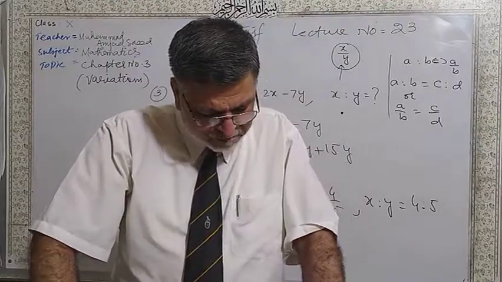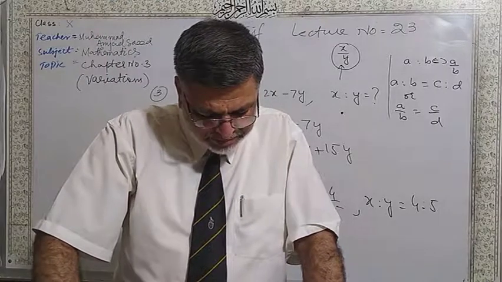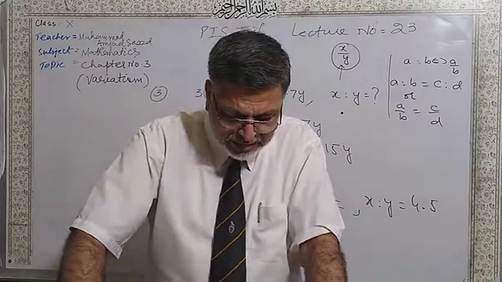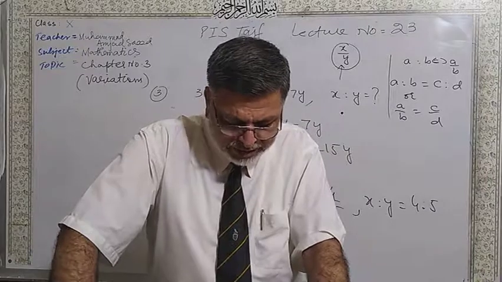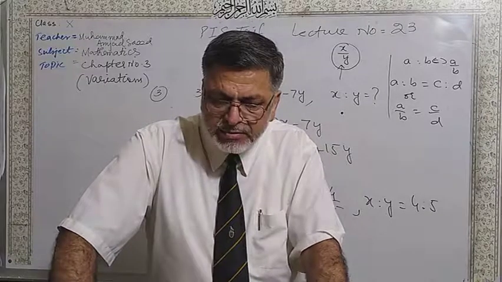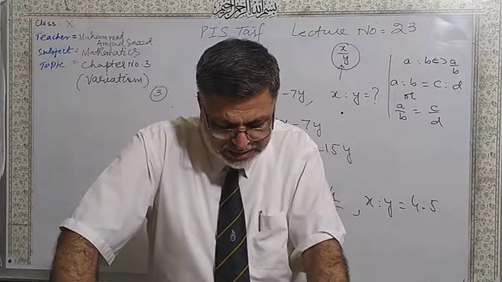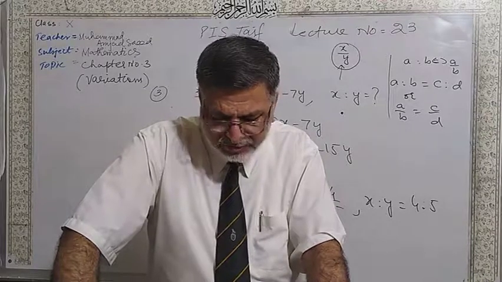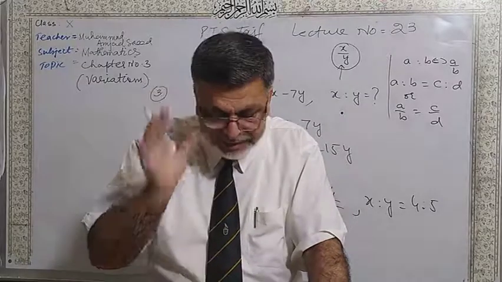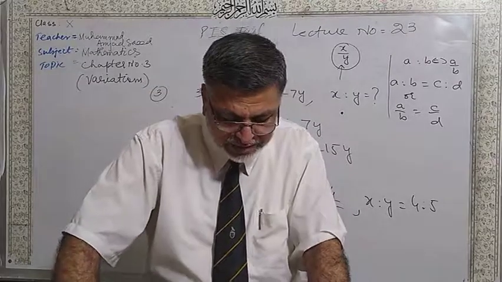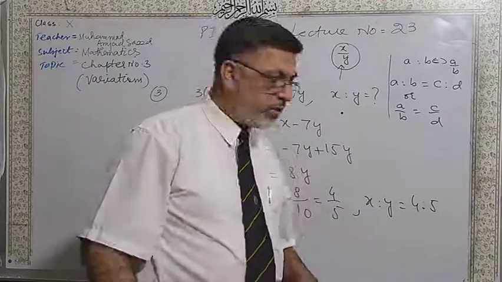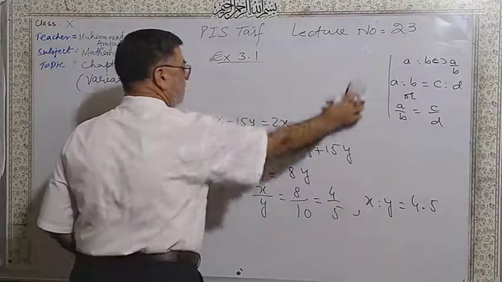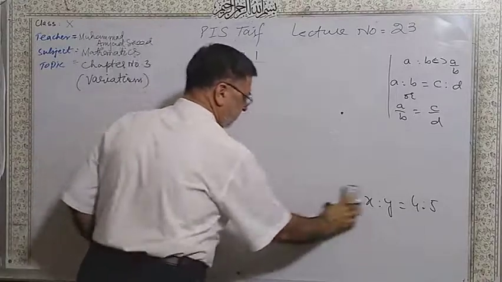After that, question number 4: find the value of p if the ratio is equal to 3:4. Question number 5: if the ratio is equal to 2:5, then find the value of x. Remember that question number 4 and 5 are exactly similar. So we can solve question number 5 from here.